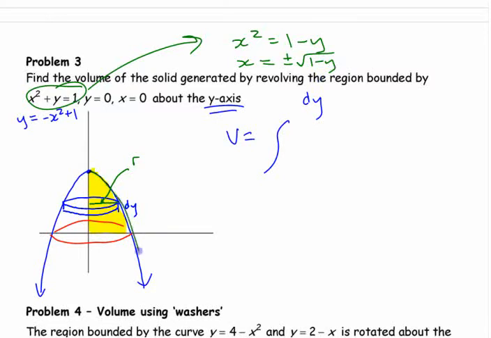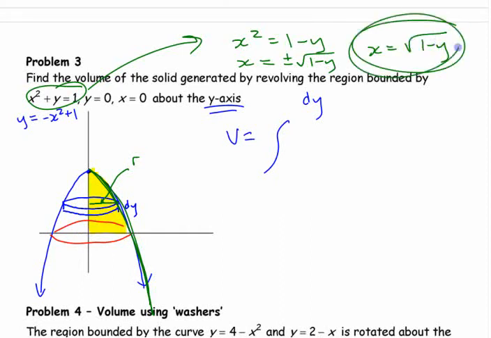Except we only really need the positive side because we only need this side, right? We don't need both sides. So you need to have this as square root of 1 minus y. That's the function you need to use here because you're looking at the heights from the y-axis. You have to express it as x as a function of y, not y as a function of x. And you need to go from 0 to 1 up here. So this is going to be from 0 to 1.